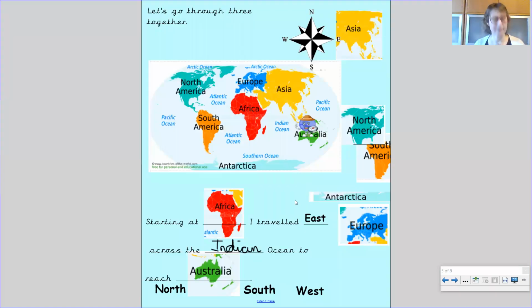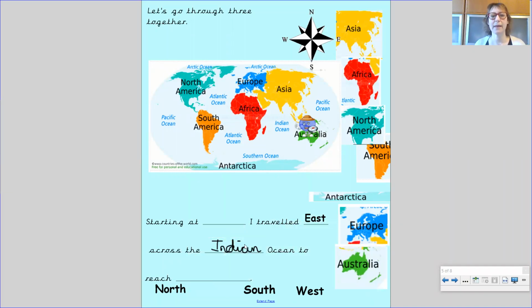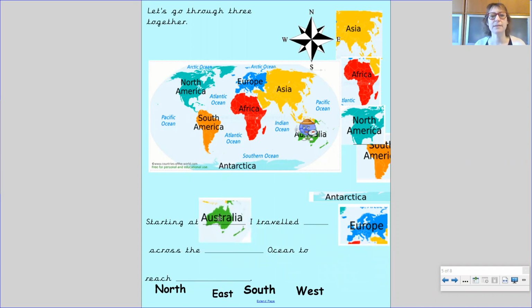So let's have a try. Let's do another one. So let's move this one back and this one back. We'll get rid of that and move this one back. Right, okay. This time, should we go from Australia? He's currently in Australia, so let's leave him in Australia. I think this time he would like to travel south. So he's going to travel south. He's going to go this way.